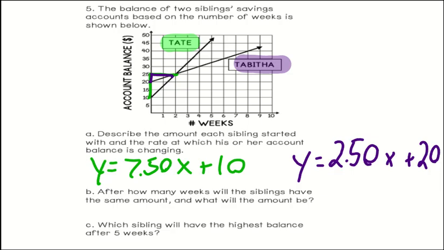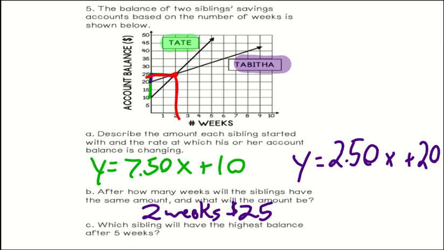So B says, how many weeks will the siblings have the same amount, and what will that amount be? 2 weeks, $25. All that we're looking for right there is the point where they are crossing, okay? They cross right there. Our X value is the number of weeks, that was 2. Y value is the amount in their account, that's 25.